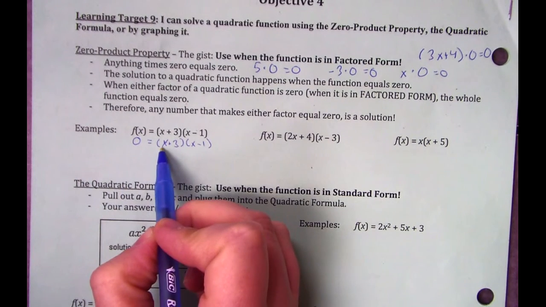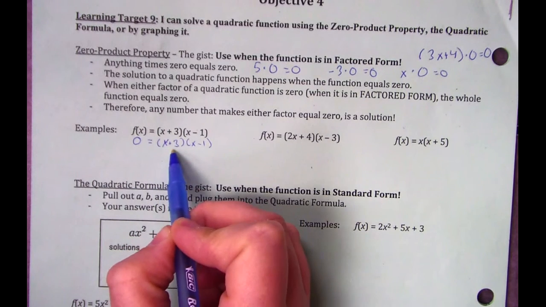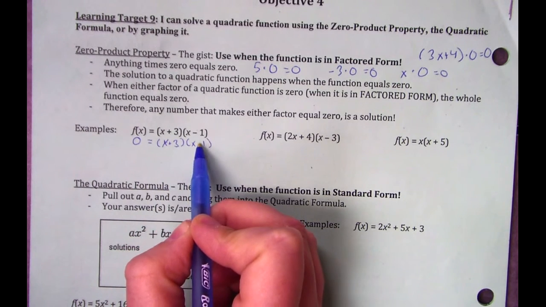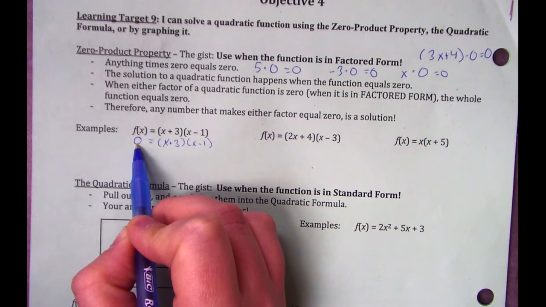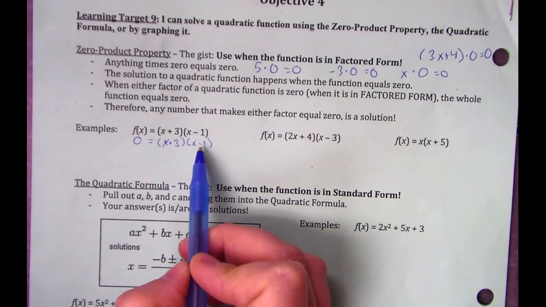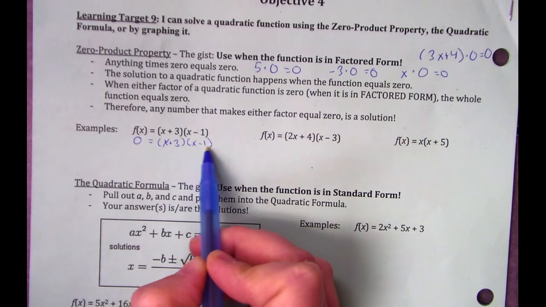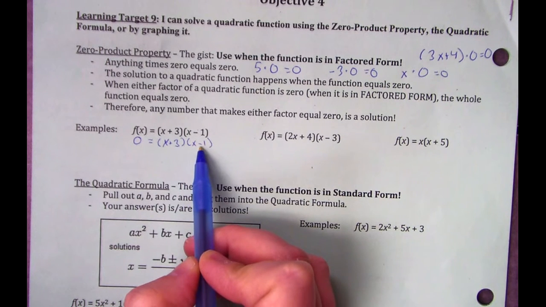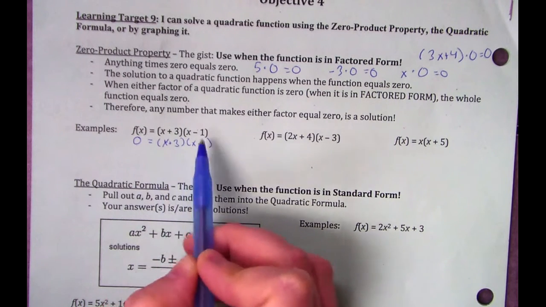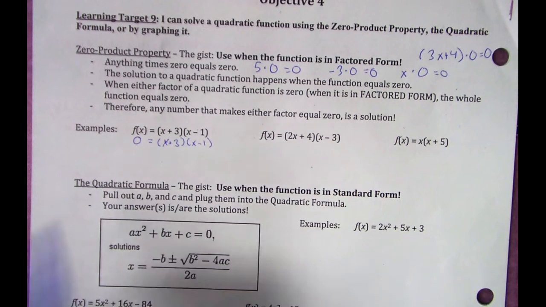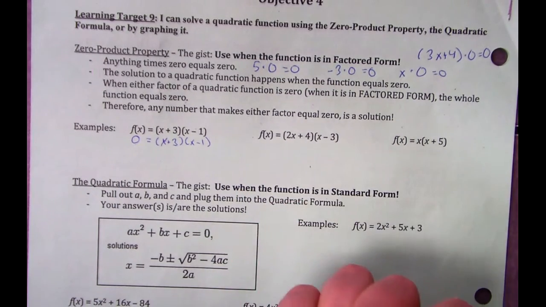So whatever I can plug into this one to make it equal 0, when this is 0, I multiply it by this, and the whole function is 0, which means that y is 0, so that's an x-intercept. Another solution happens when I figure out what I need to plug into this factor over here to make this factor equal 0. Because when this factor is 0, this times 0 would make the whole thing 0. And that's another x-intercept, or a solution.